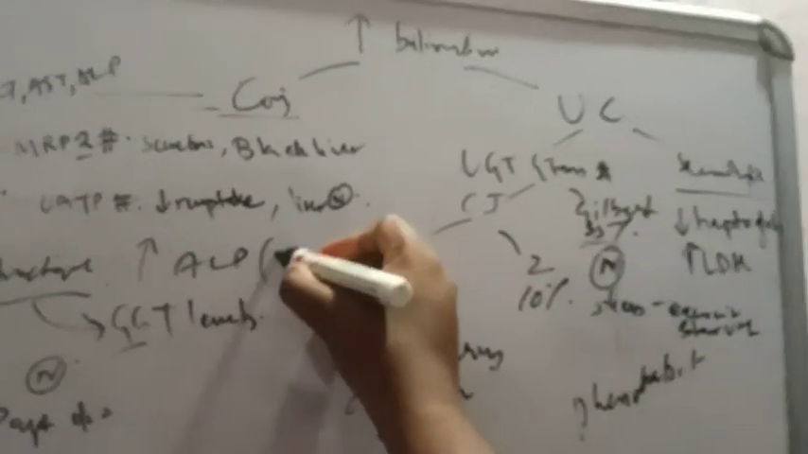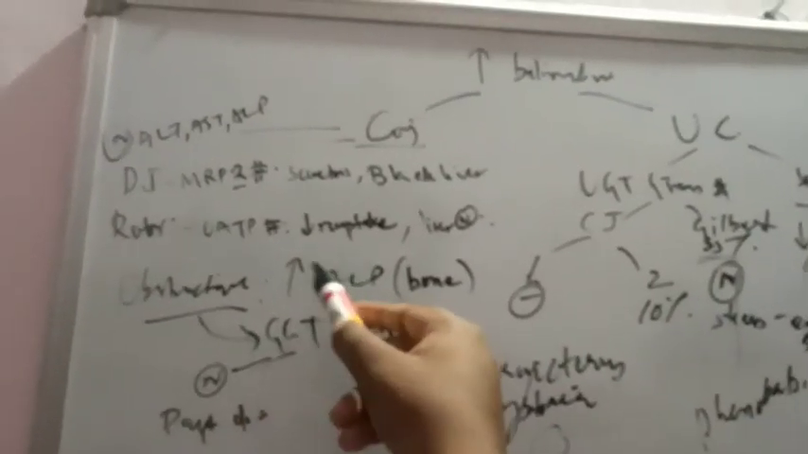Because GGT and ALP are both enzymes of the liver, if they increase, both of them should increase. If GGT is normal and ALP is increasing, then tell me where else do you find ALP in the body? ALP is also found in the bone, in the osteoblast. So if GGT is normal but ALP is more, that means this ALP is not from the liver, it is from the bone. Hence the diagnosis should be Paget disease.